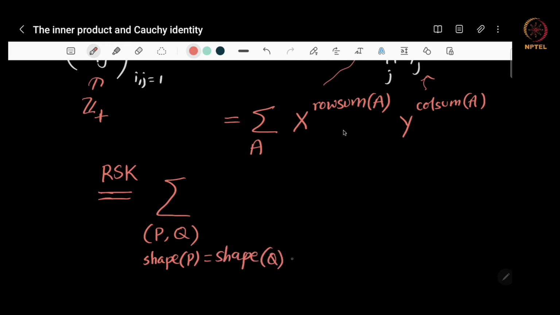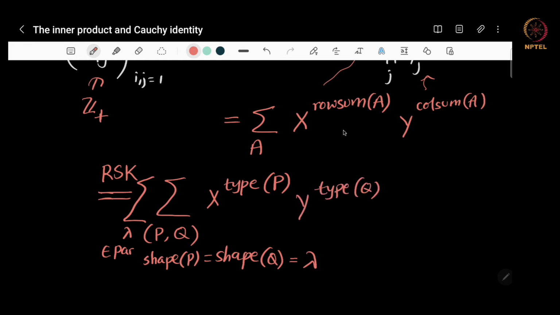Let's give that shape a name. Let's call it lambda. Now I'll sum over lambda, so lambda runs over all partitions. For each lambda, I take all semi-standard tableaux of shape lambda. And then what else do I know? I know that the row sums of A are exactly the type of P. The column sum gives me the type of the semi-standard tableau Q.